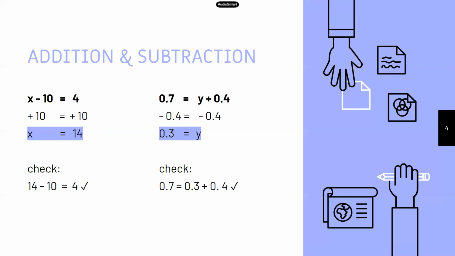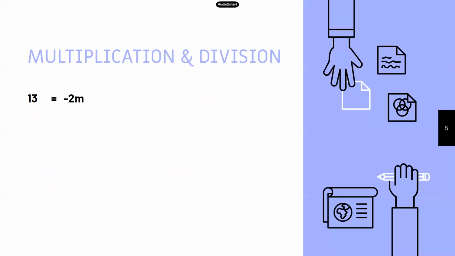So far, the examples that we've looked at just require addition and subtraction to isolate the variables, but the next couple will require multiplication and division. So our very first example is 13 equals negative 2m. And when you have a variable and a constant, which is what we call numbers, right next to each other in an equation, that just means that those two are being multiplied by each other. So this could also be read as 13 equals negative 2 times m.